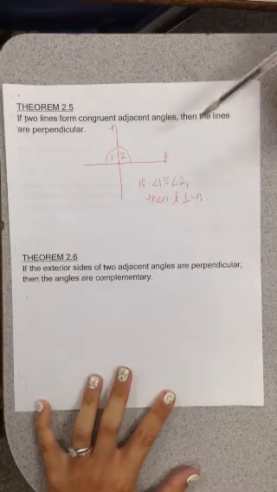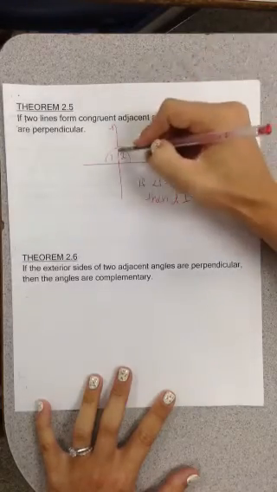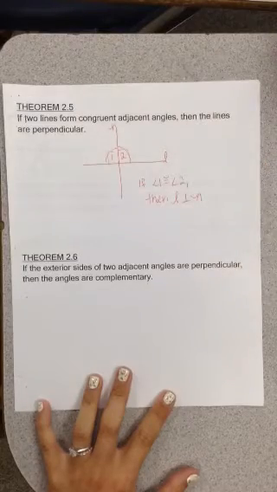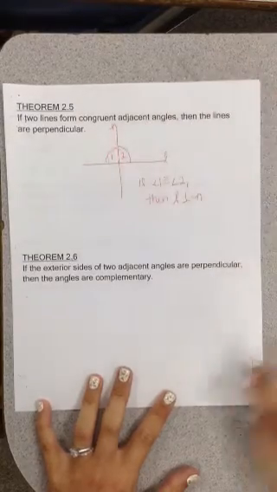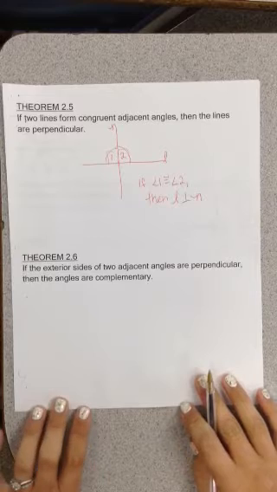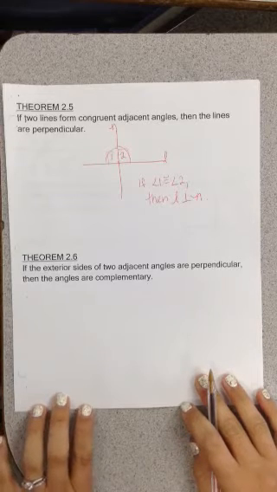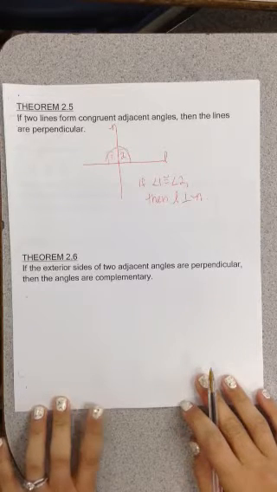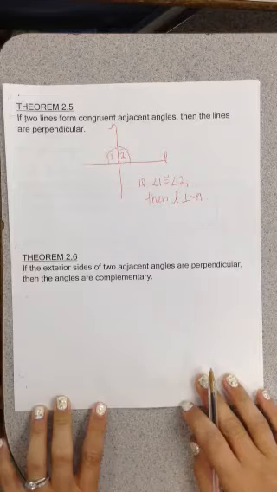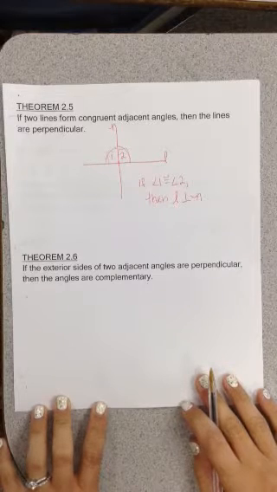If they're congruent and adding up to 180, they must both be right angles, which makes our lines perpendicular. Let's move on to theorem 2.6. It says if the exterior sides of two adjacent angles are perpendicular, then the angles are complementary.